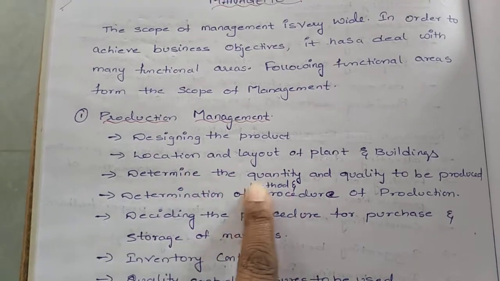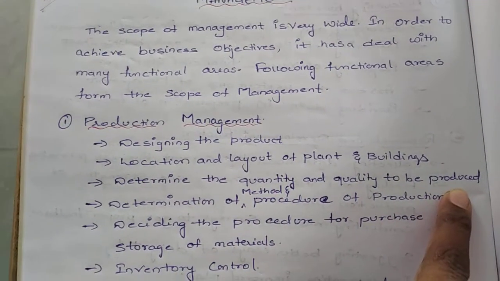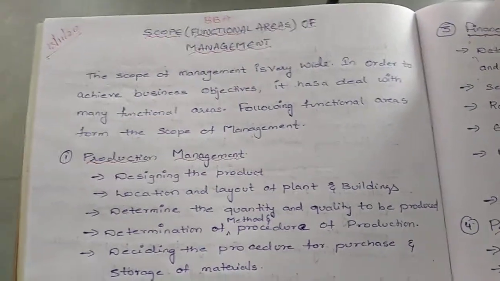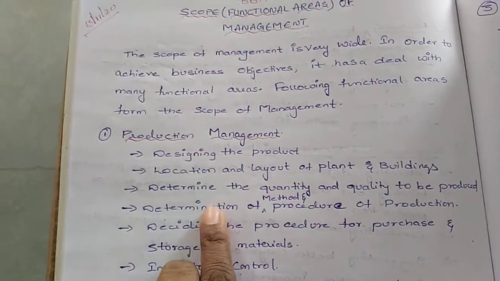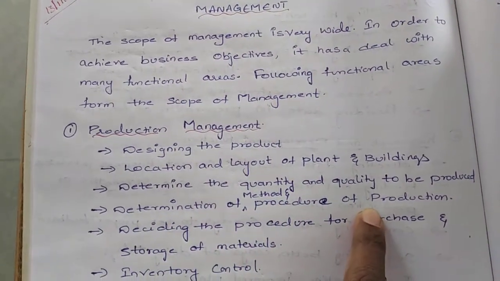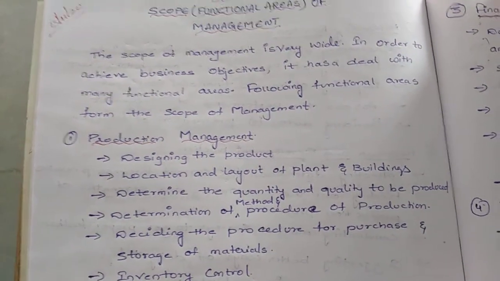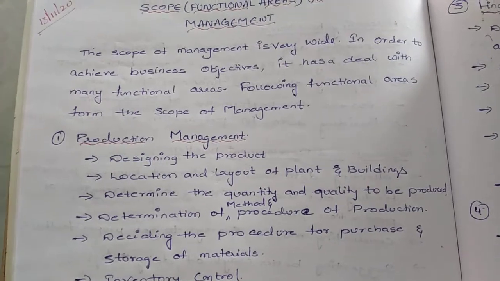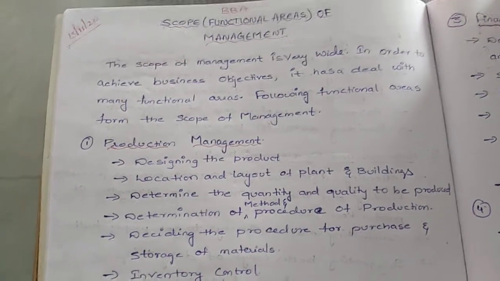Next, determining the quantity and quality to be produced: how much quantity should be produced and what quality it should have. Next, determination of the method and procedure of production: in what way, by which type of method they have to produce the goods, and how to follow the procedure.